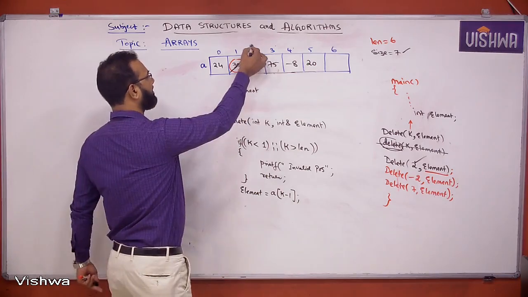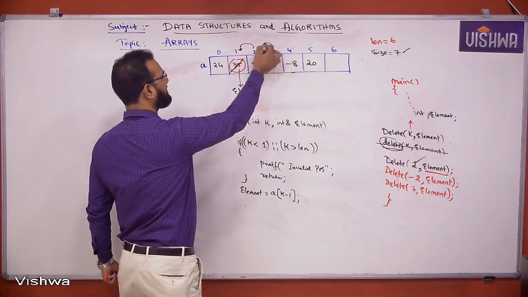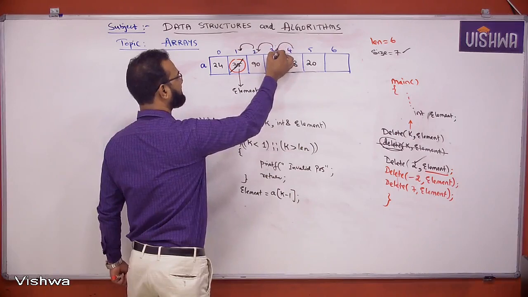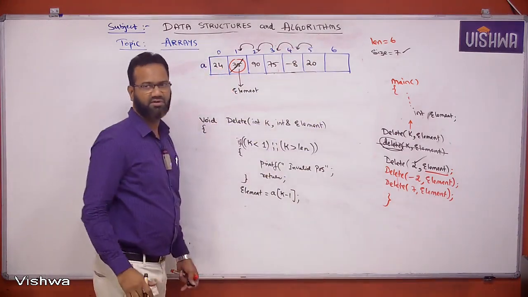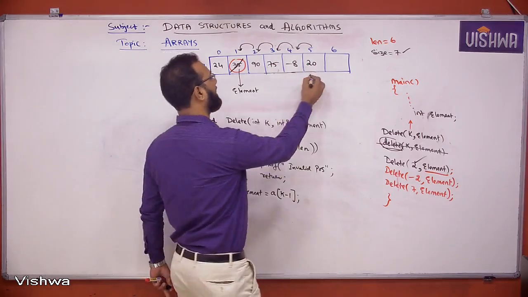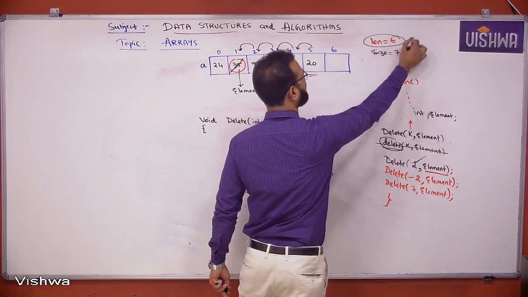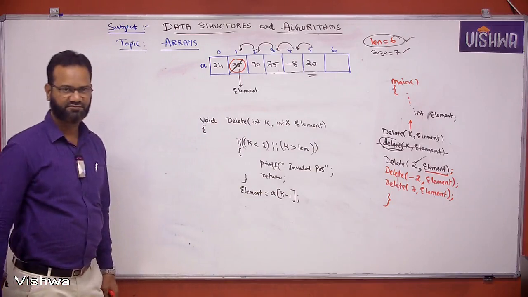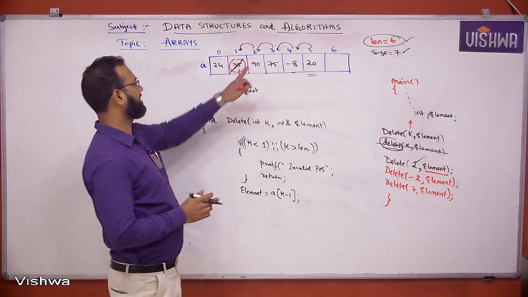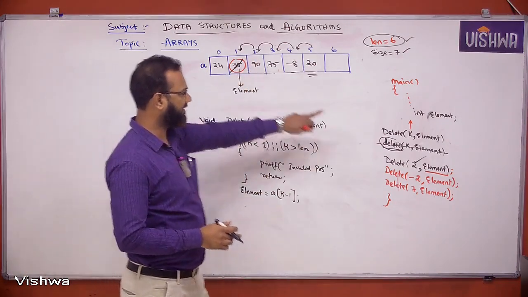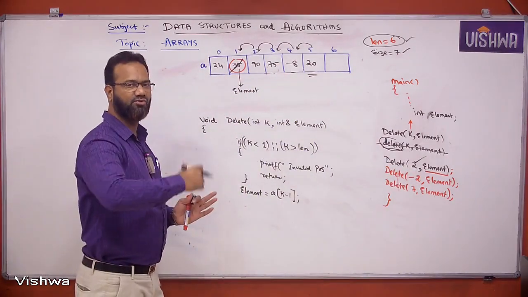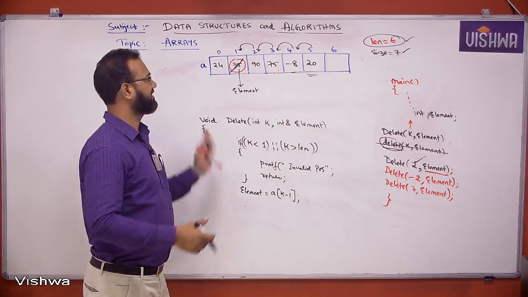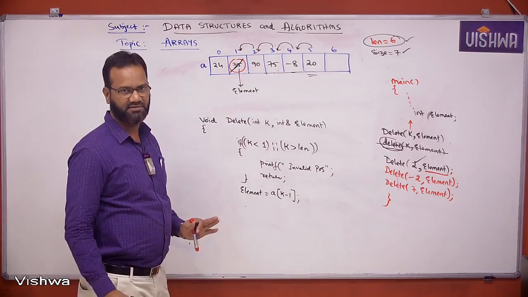What should I do then? I should copy down 90 here, then 75 here, then -8 here, then 20 here. How long shall I continue? I should continue till I reach the last element using length. Where have we started from? We have started from index 2. That index 2 you will get from here, k. That position element you move it index by index until you reach the last element position.